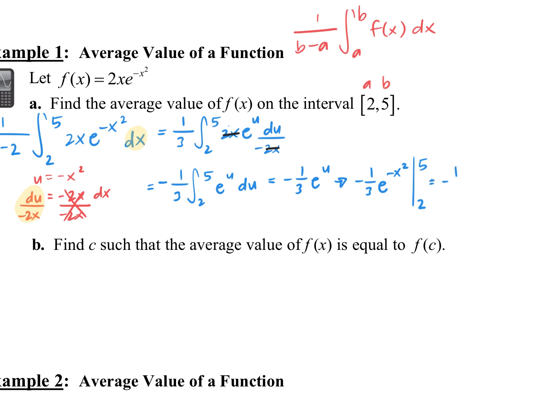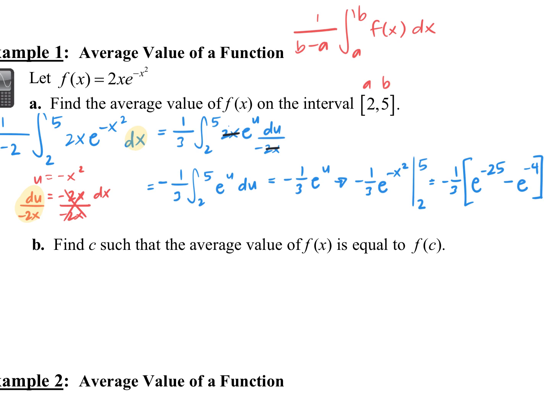When I do that, I'm going to just leave the negative 1/3 out front. So I plug in the 5, I get e to the negative 25 minus, I already have that 1/3 out in front, so I'm just going to plug in my 2. That gives me e to the negative 4. Okay, now if this was a question on a non-calculator portion of your test, this is where we would end. Okay, we can't do anything else.